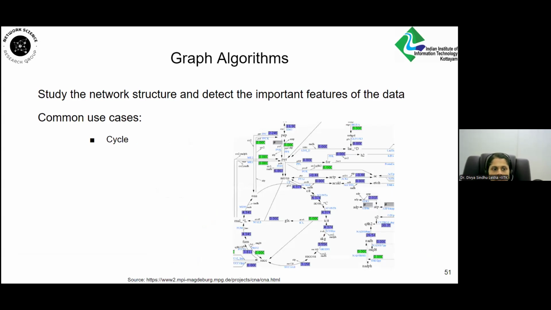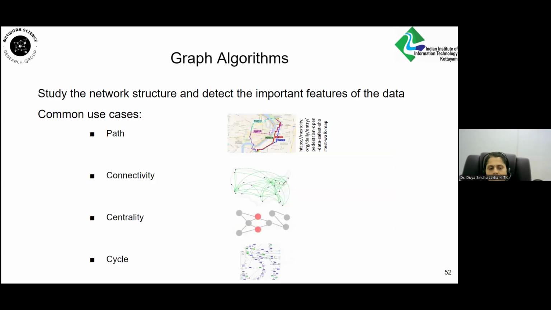Another common use case is cycle detection algorithms. For example, in this particle network, we need to find what cycles are available, or what feedback systems are available in this particular system. For that purpose, we could make use of a cycle detection algorithm. So these are common use cases where we study the network structure and detect the important features using different graph algorithms.